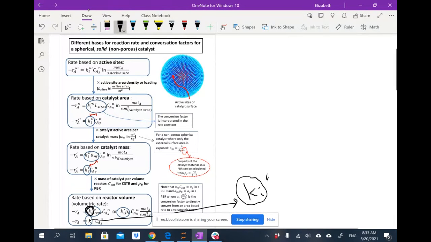What is it equal to? It is equal to Ki dash, and in a packed bed reactor, I need to multiply that by rho bed. So the Ki dash is the per kilogram rate constant, and for a packed bed reactor I have a different equation than for a CSTR. For a CSTR, the amount of catalyst that I have in my reactor is the catalyst concentration, but in a packed bed reactor, how much do I have? The kilograms per cubic meter reactor.